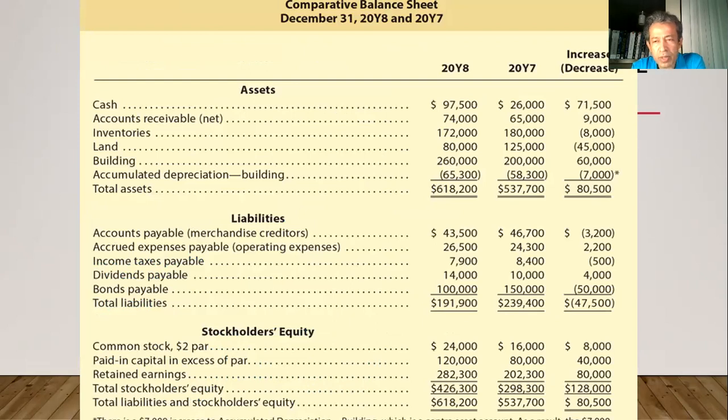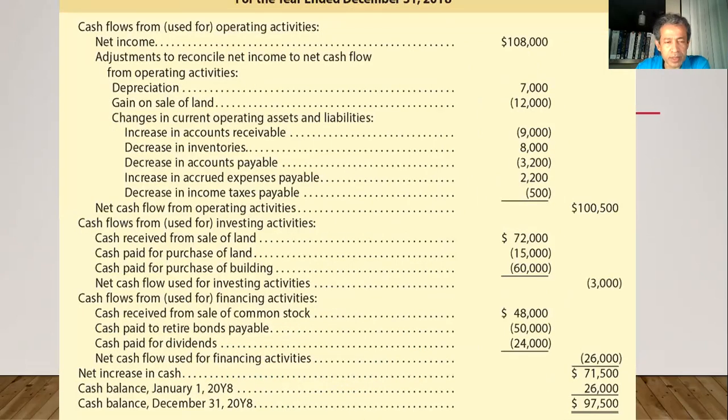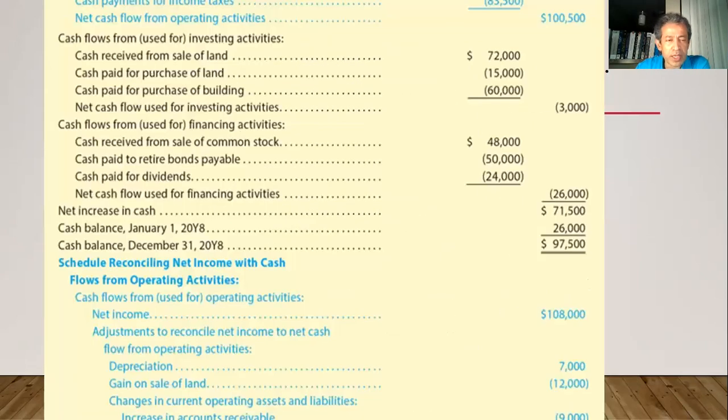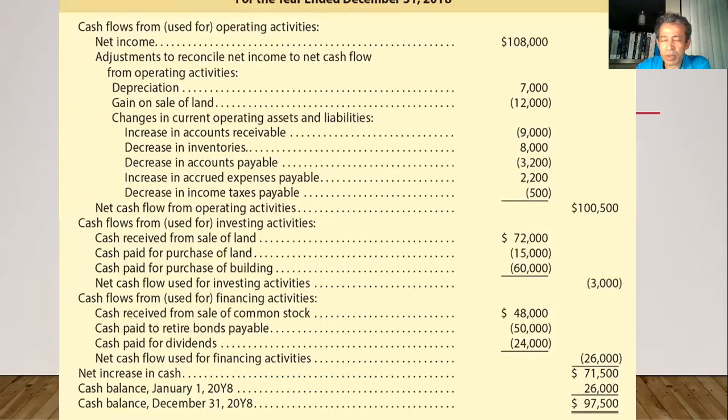So the net change in land was $45,000, and then the net gain was 12. So I thought 45 plus 12 is 57, and $57,000 was what they received. But somewhere in the additional information, they would have told us that another land was actually purchased. So they purchased the land for 15, and that means the one they sold was for more, $72,000. And the historical cost was only 60. So $60,000 worth of land was sold for 72. So the gain was still 12.